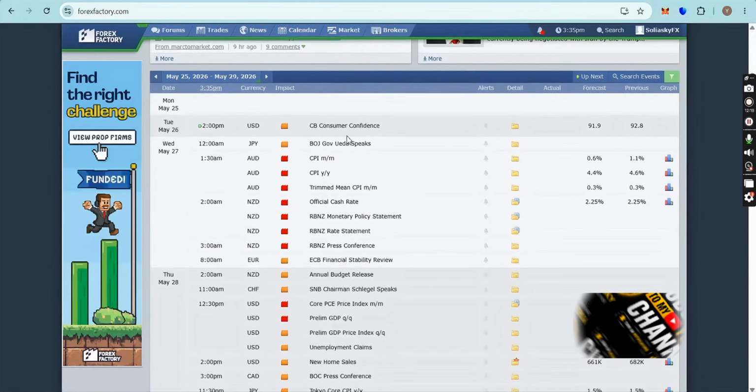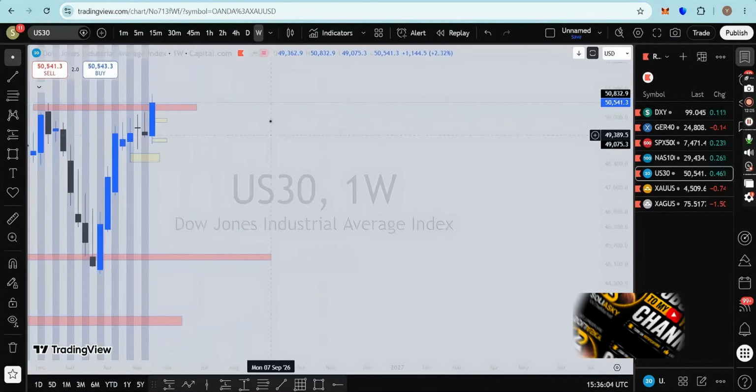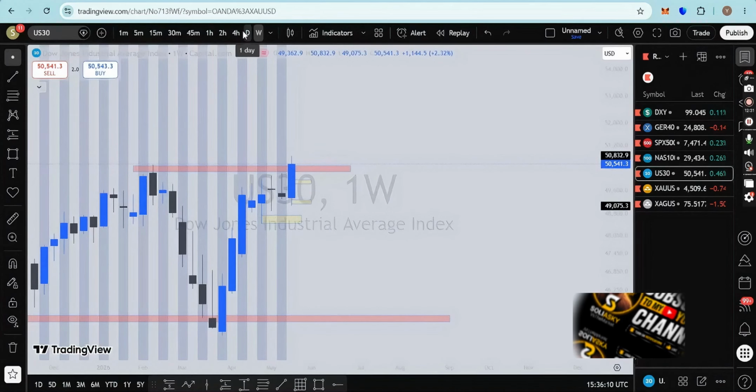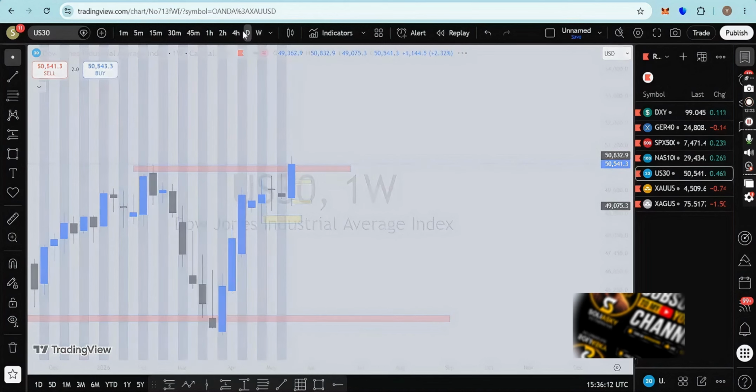On Monday, we have no news. On Tuesday, we have consumer confidence. Let's revert back to our chart. So you can see that just last week, we had a very bullish candle close and an all-time high created on the Dow Jones US 30.